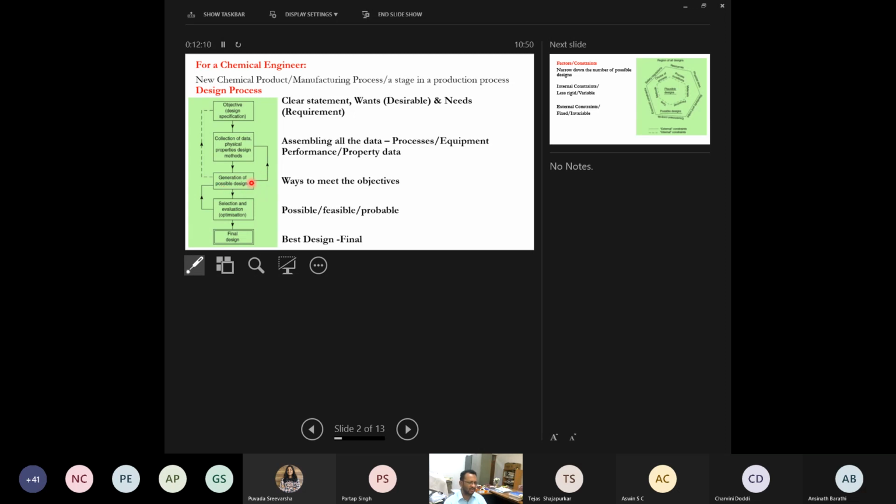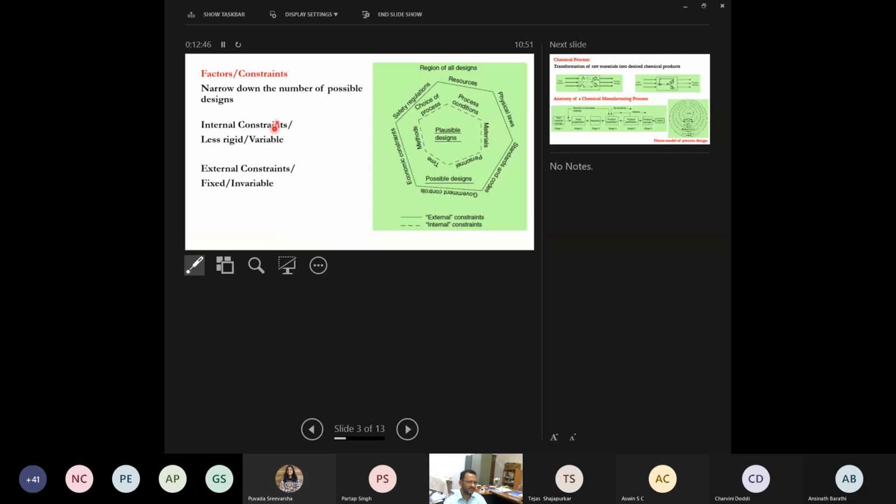So we have to generate the possible designs for our objective. Here we have to subject the identified design methods to two different kinds of factors, or constraints: internal constraints and external constraints. When you subject the possible design methods to these internal and external constraints, we can narrow down the number of possible designs.